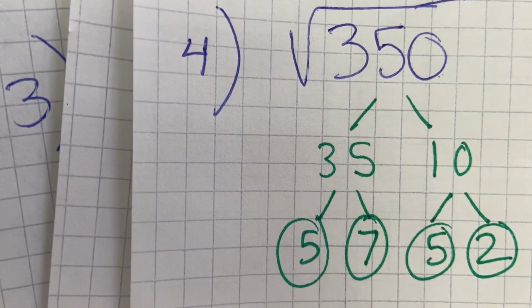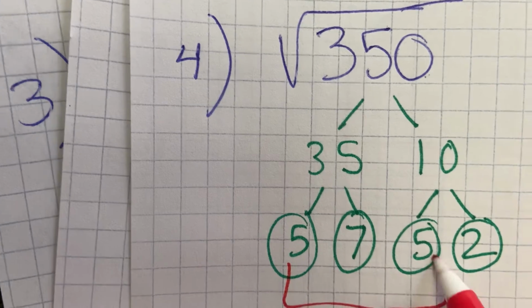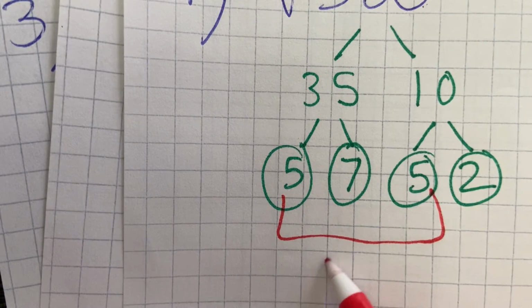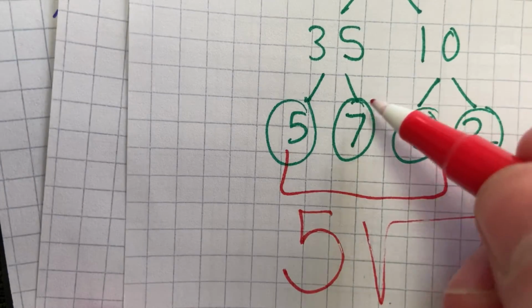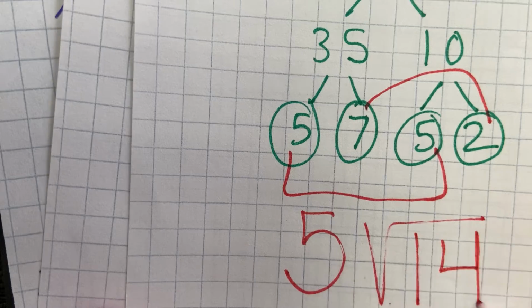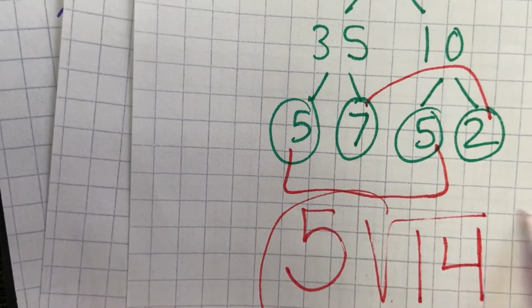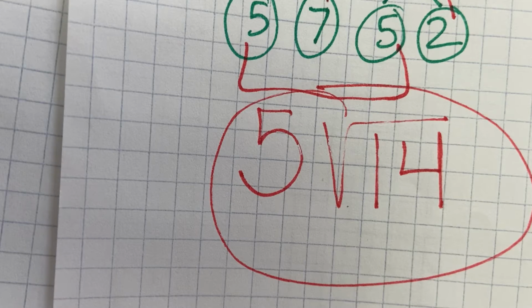Now I look for a pair. I see there's a pair of 5's. So the 5 is going to go on the outside of the radical. But what's left over? The 7 and the 2. 7 times 2 is 14. So 14 goes inside because there's no pairs. So 5 radical 14 is my final answer.